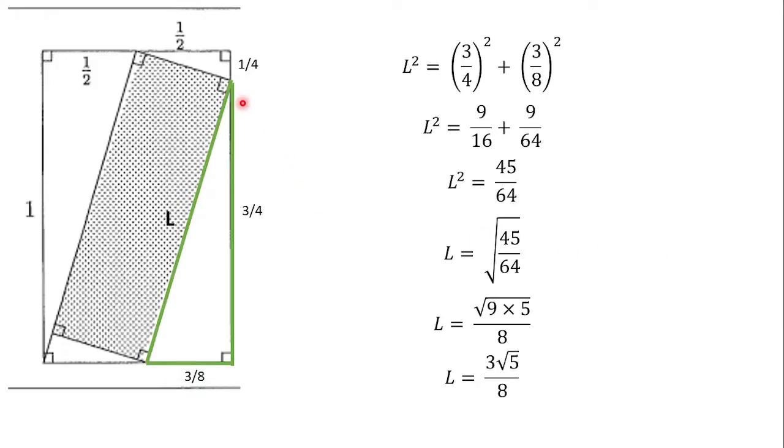So now we can use Pythagoras to calculate the length and width of the rectangle. So for the length we have L squared equals 3/4 squared plus 3/8 squared. We can square both the numerator and denominators. Then 9/16 plus 9/64 is 45/64. Take the square root. The square root of 64 is 8. And then we can factor 45 into 9 times 5. And we get L equals 3√5 on 8.